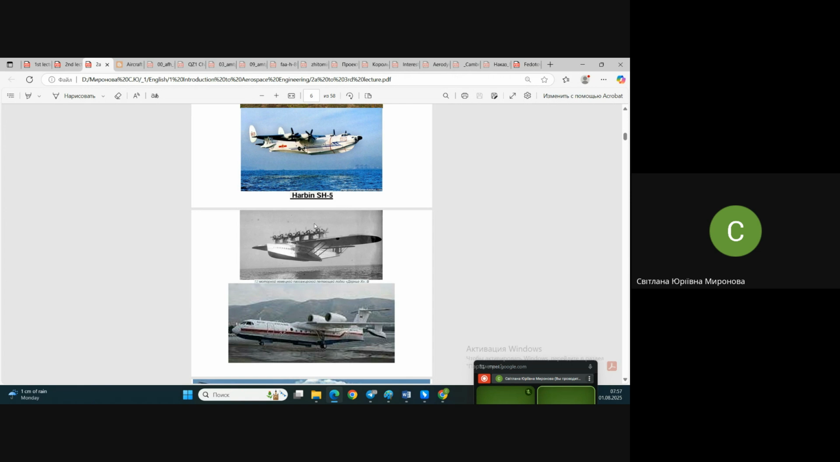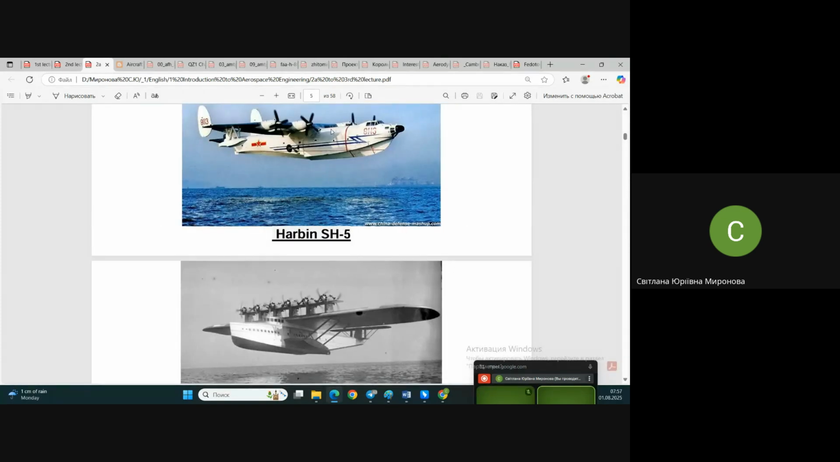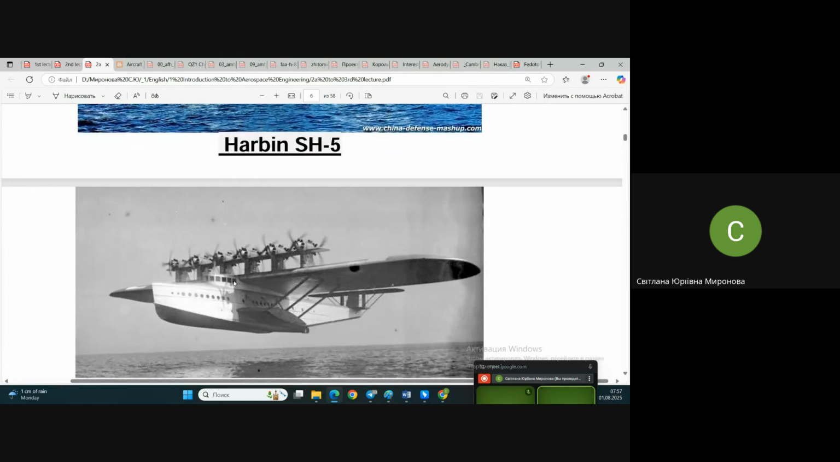What is also interesting in this photo, take a look. There is the so-called tractor scheme, when an airplane has props directed front to the engine, you see. And here is even not a tractor or pushing scheme, here is a combination.